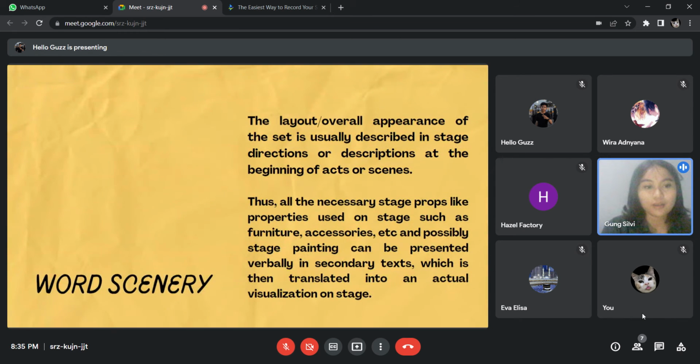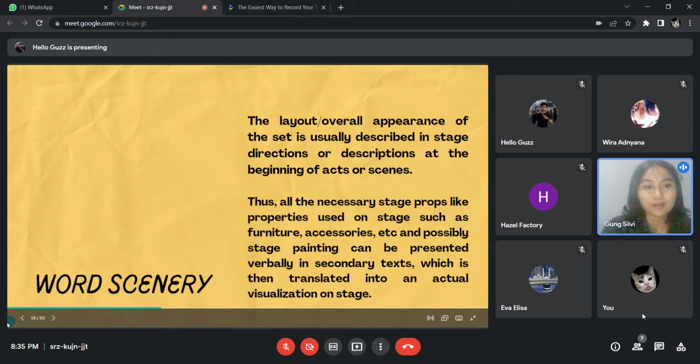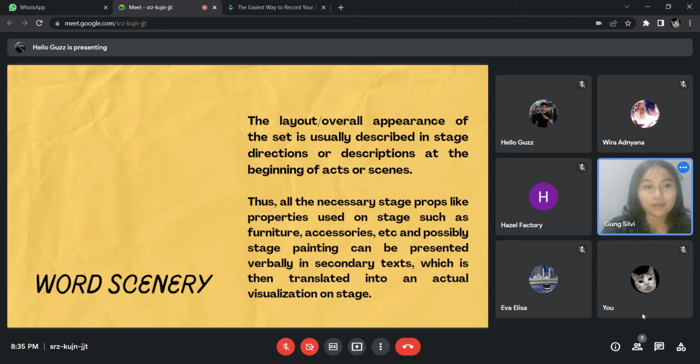Okay, we move towards scenery. The layout or overall appearance of the set is usually described in a stage direction or description at the beginning of an act or scene. Thus, all the necessary properties used on the stage, such as furniture, accessories, and possibly stage painting, can be presented verbally in the secondary text, which is then translated into an actual visualization on stage.